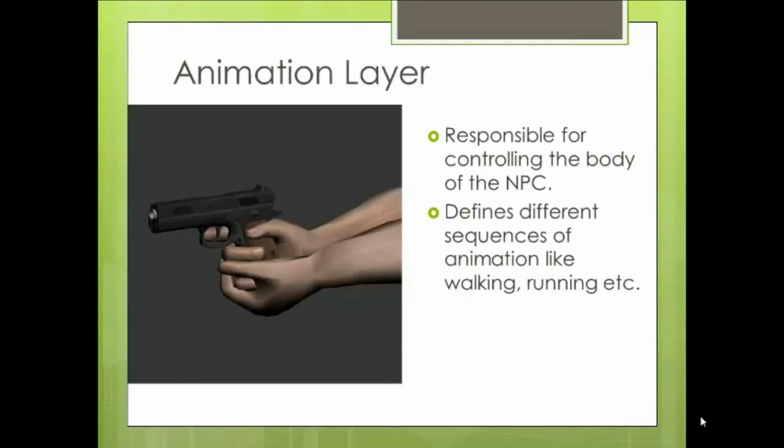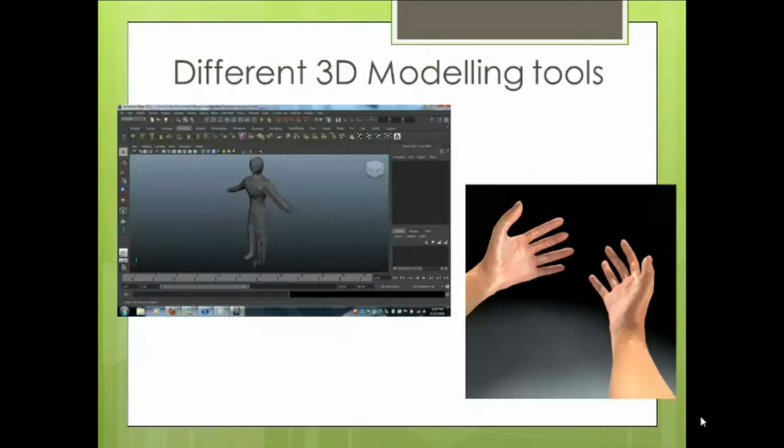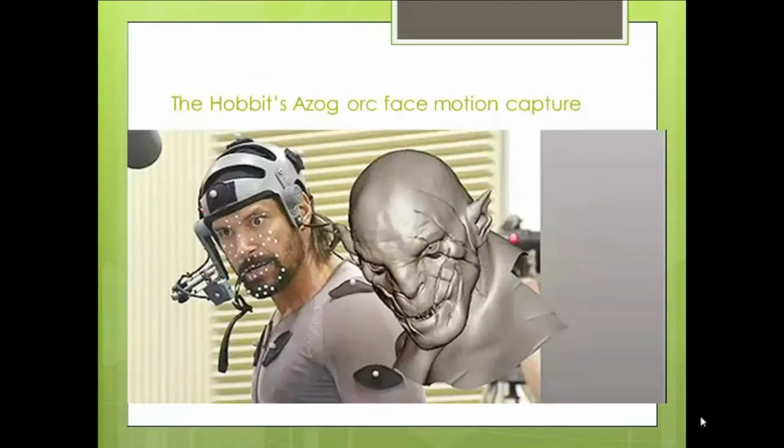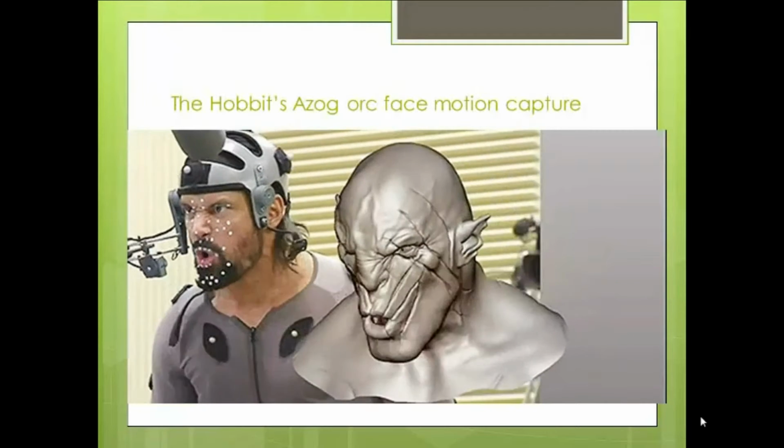The animation layer is responsible for controlling the body of the NPC. It defines sequences of animation like walking, running, etc. First step is deciding which motions to use, and various 3D modeling software such as Maya can be used to design sequences such as a sequence of walking. For more realistic motions, we use motion capture.